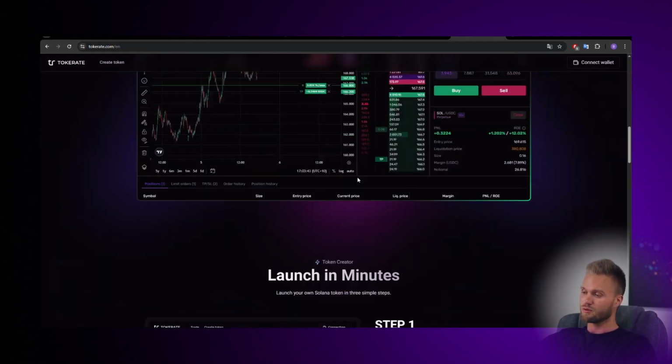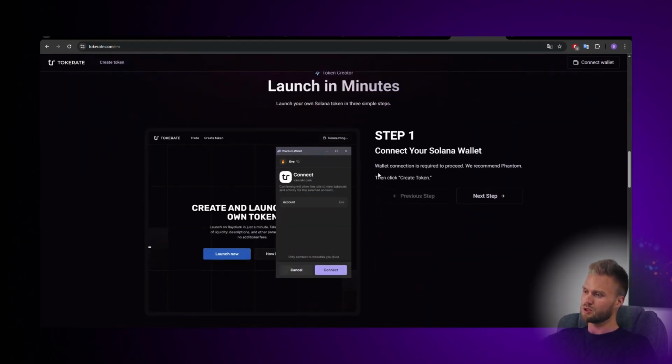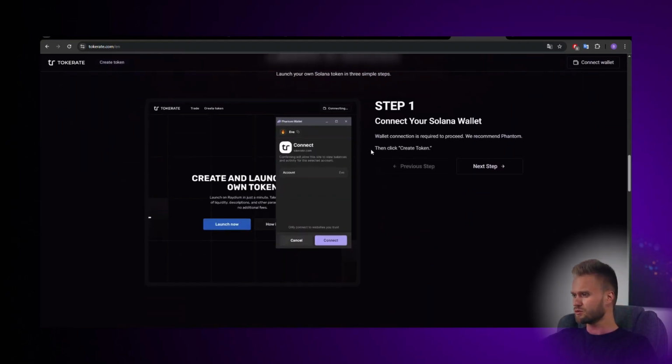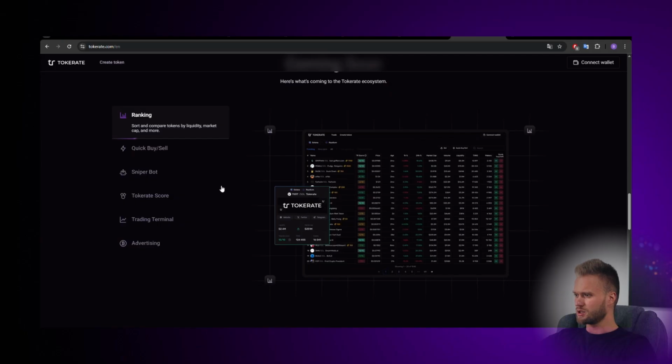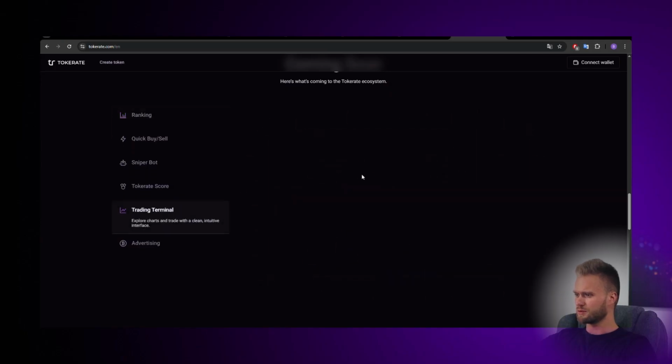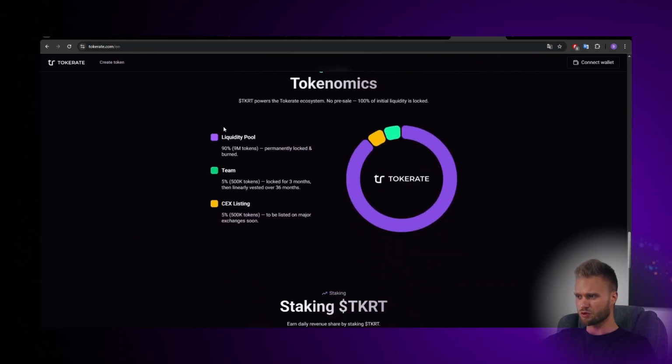Well, let's look a bit further down. There are some products for launching coins, so apparently you can create your own token and launch it. In the future, they will have an on-chain ecosystem for trading decentralized tokens. They also have their own token.